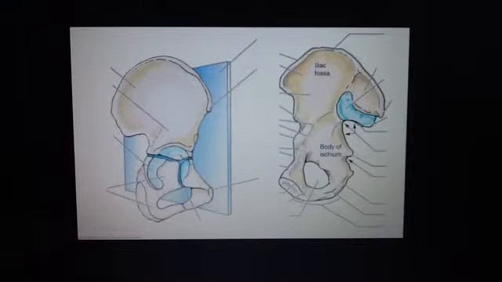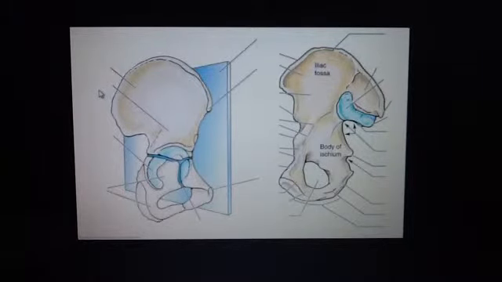Okay, we're looking at the pelvis here, and we're going to try to name some of the structures. So first, let's try to find the ilium. Where is the ilium area? This is the ilium area, and we're looking at the ala and the body. The ala means the wing, so this is the wing, and here is the body.